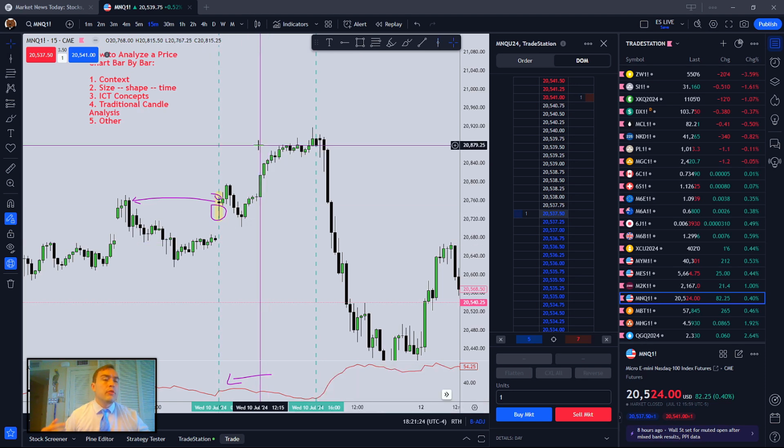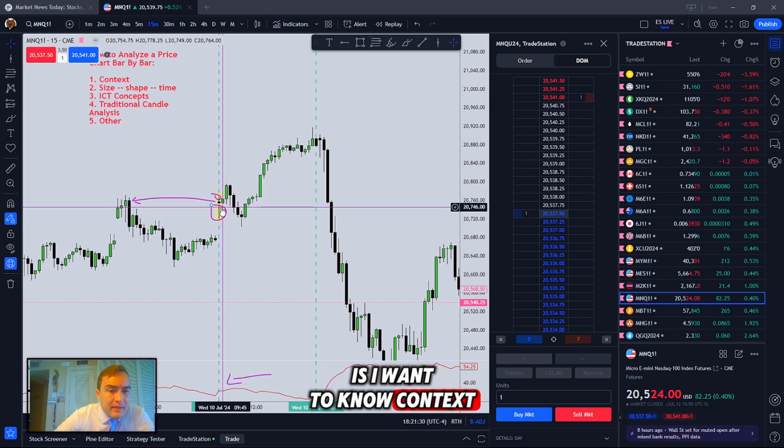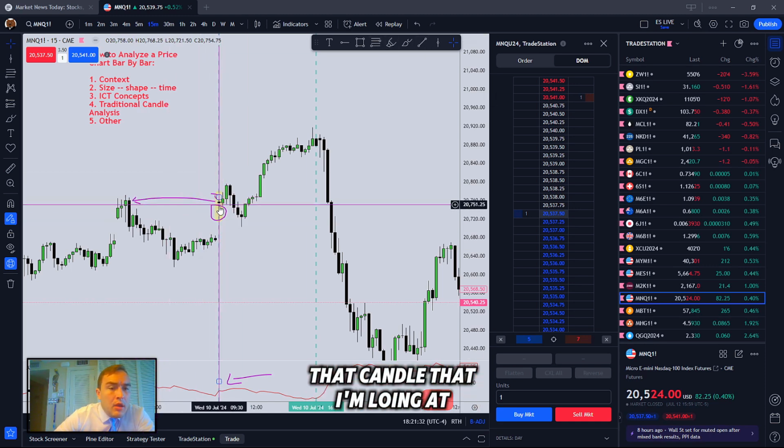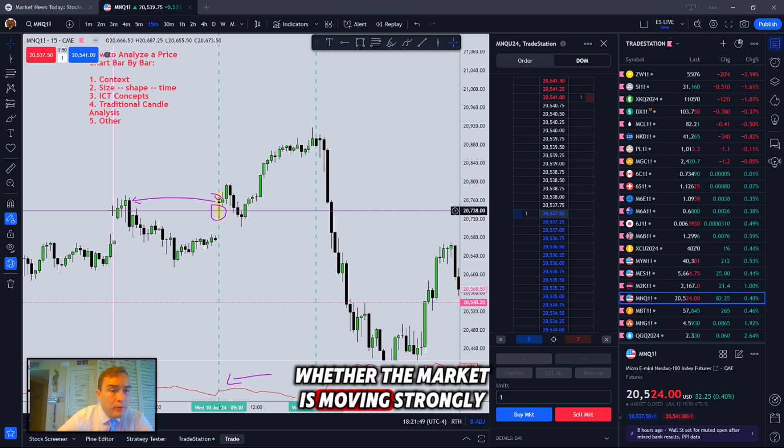Okay, so to recap where we're moving forward bar by bar, the first thing I want to know is context. That candle that I'm looking at, price action to the left. Are we near recent highs? Are we near recent lows? Are we in the middle of a trading range? That's some of the context I want to know. Item number two, I want to know the candle size. Is that candle larger or smaller than average, which could go to whether the market is moving strongly or not so strongly? Again, that goes into volatility.